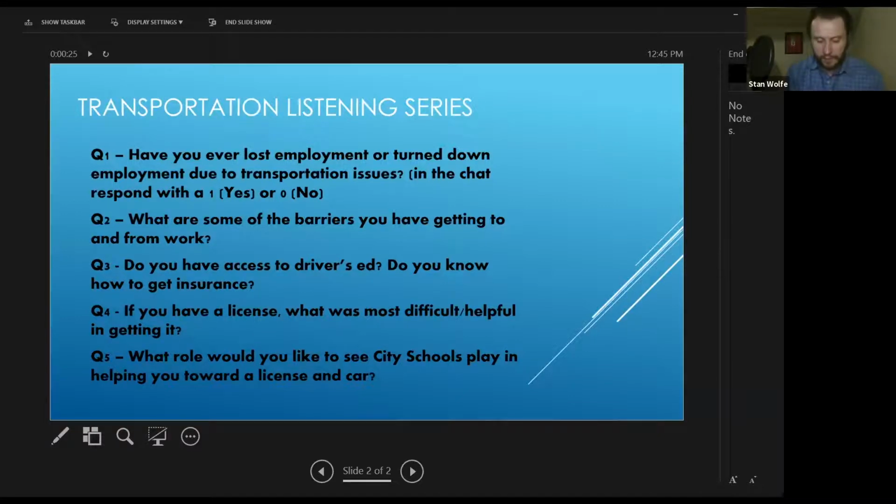Throughout the years that I've been involved, we've heard many times from students and employers that transportation has been an issue. Last year we started to take steps in combating some of those issues by offering driver's ed to some students, and it's something that we want to think about moving forward.